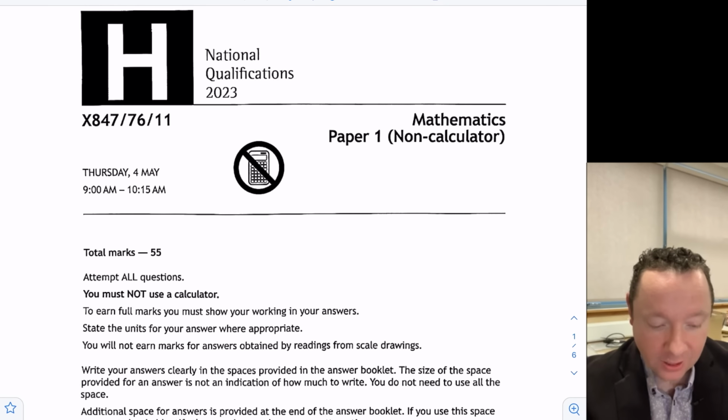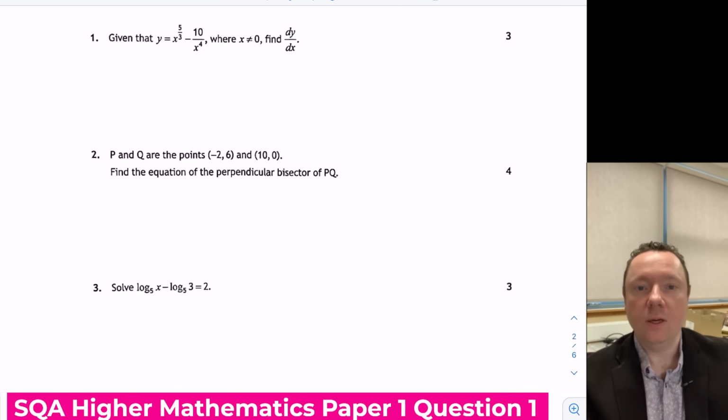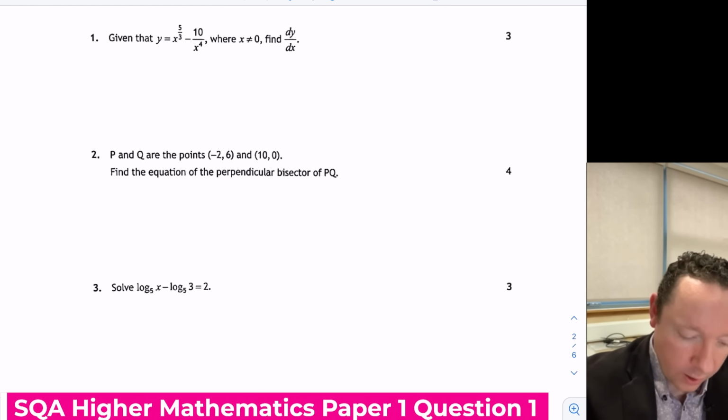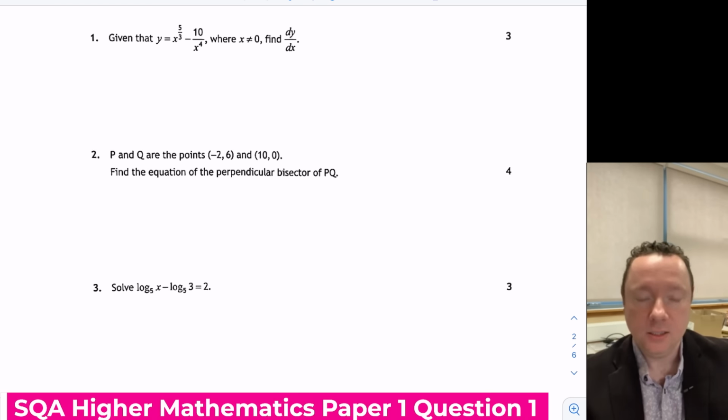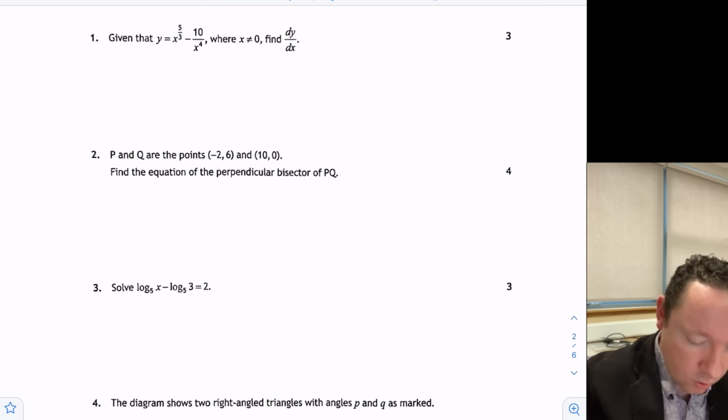Today we're going to look at the SQA Higher Maths paper for 2023. Let's get started. SQA Higher Maths 2023 paper 1 question 1. y equals x to the 5 thirds minus 10 over x to the 4. So we need to get it ready to differentiate first to find dy by dx. So y equals x to the 5 thirds minus 10 x to the minus 4.